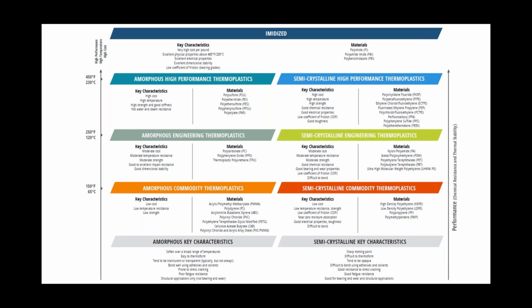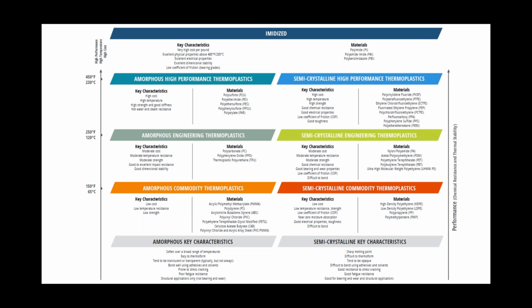So let's go up to the amorphous commodity thermoplastics. The key characteristics here are low cost, low temperature resistance, and low strength. Here you're going to see plastics like your acrylic or your PVCs. Going to the next level, you're going to see that the characteristics improve in the amorphous engineering thermoplastics: moderate temperature resistance, moderate strength, good to excellent impact resistance, and good dimensional stability. But with those improved key characteristics, you are going to see an increase in cost in many of these materials. In this product family, you're going to find products like the polycarbonate.